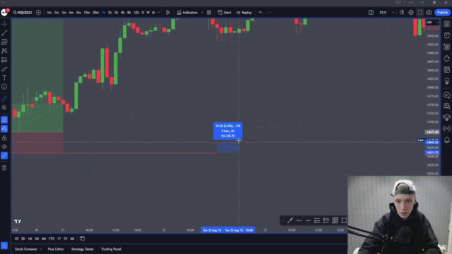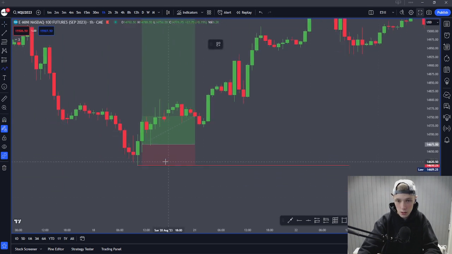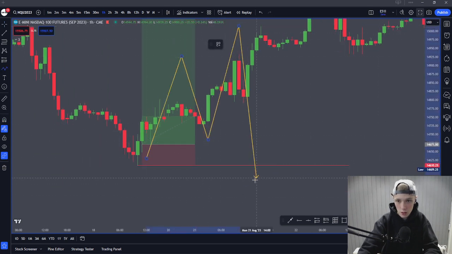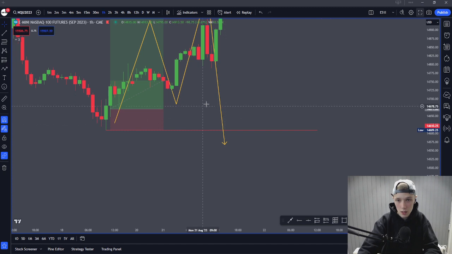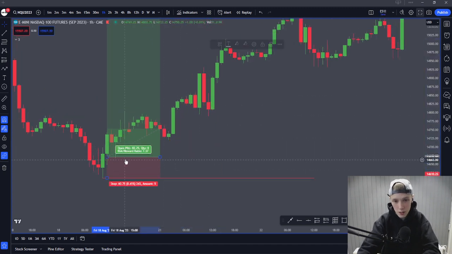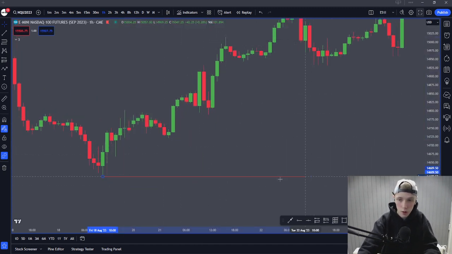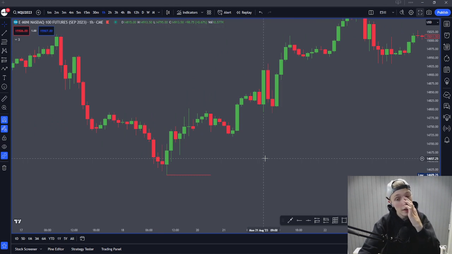So if the market does something like this, goes up and then comes back down, they would get stopped out. That is what liquidity is. What I think about liquidity is that it is a place where a buyer might put their stop loss.